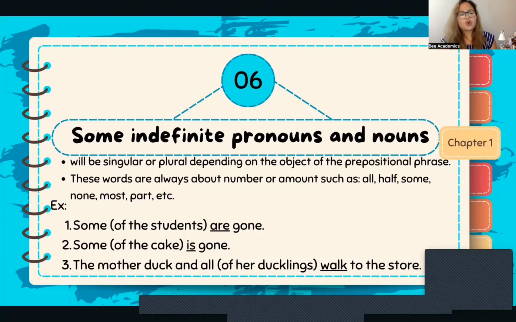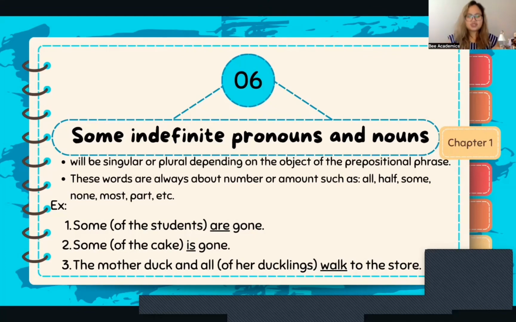These words are always about number or amount, such as all, half, some, none, most, part, etc. For example, some of the students are gone. Some are gone. So you identify what's your indefinite pronoun or your noun, and that's all you care about. Okay? Some of the students are gone.